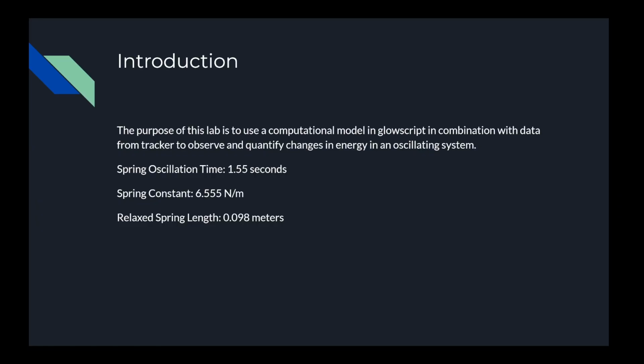So the purpose of the lab was to use a computational model and a tracker to observe and quantify changes in energy in an oscillating system. We found that the oscillation time of the spring is 1.55 seconds, the spring constant is 6.555 newtons per meter, and the relaxed spring length is 0.098 meters.